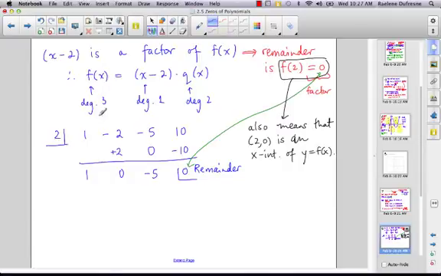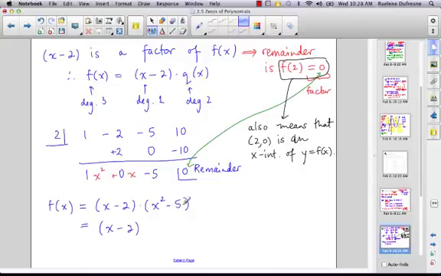All right, let's take a look then. If f of x is x minus 2 times the quadratic 1x squared plus 0x minus 5, we get f of x equals x minus 2 times x squared minus 5. Well, we can factor this as a difference of squares very easily. The only problem is we don't have 5 as a perfect square, but it's not really a problem because we get x minus the square root of 5 times x plus the square root of 5.